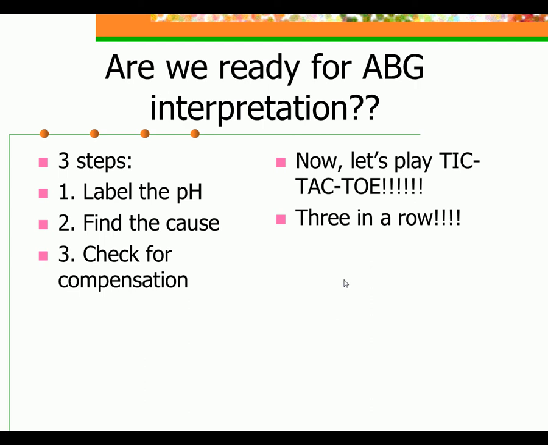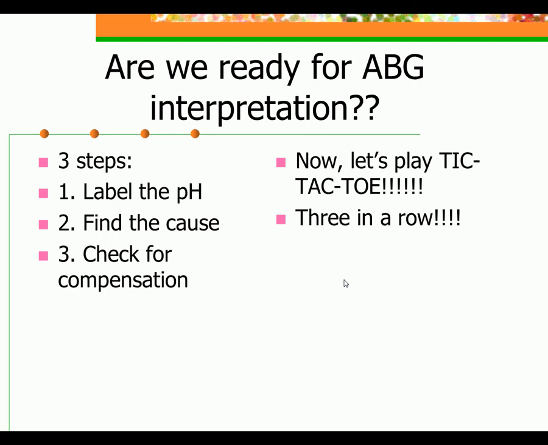The first thing you're going to do is label the pH. How do we know how to label the pH? We talked about that earlier. We simply look at the pH. Is it acidosis or is it alkalosis? Anything above 7.45 is alkalosis. Below 7.35, acidosis. So the first step is always label your pH. The second step is find the cause. It can only have one of 2 causes. Either it's metabolic, and I'm thinking bicarb, kidneys, or it is respiratory, and I'm thinking CO2, lungs. So if something's wrong with the bicarb, it's metabolic. If something's wrong with the carbonic acid, CO2, then it's respiratory.